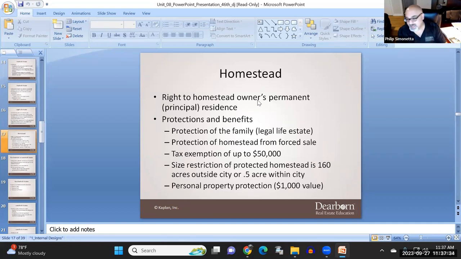Now, if you don't pay it, it can be taken in foreclosure. However, you can't be sued and have your house taken from you. Like if you have a lawsuit and somebody sues you, they can't take your house. If you file bankruptcy, they can't take your house in a homestead.